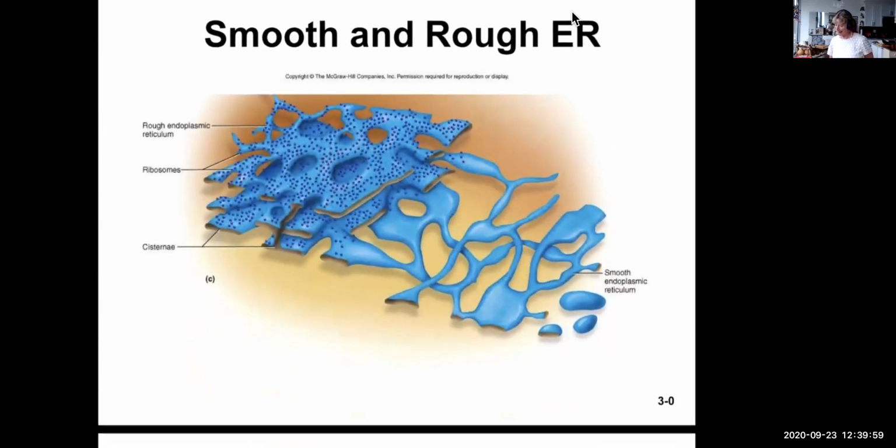So this is what it looks like, the rough endoplasmic reticulum, which is studded with ribosomes, and the smooth endoplasmic reticulum. And they are also continuous with each other. It's all part of the endomembrane system.